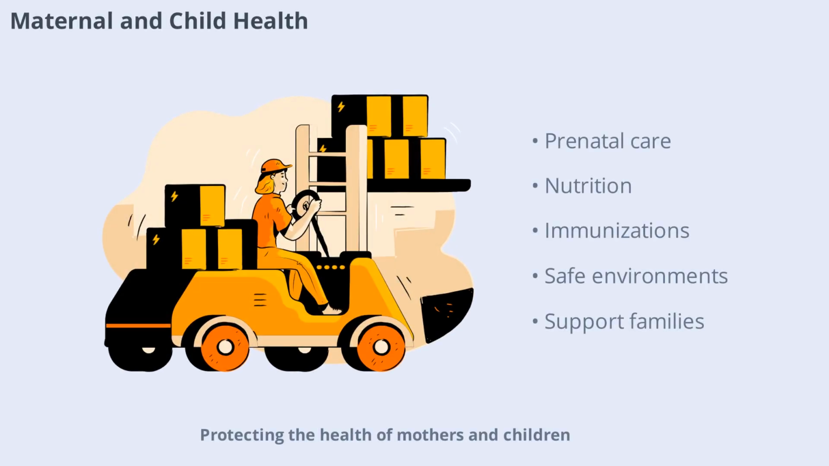Protecting the health of mothers and children is a top priority for public health. Programs focus on prenatal care, nutrition, immunizations, and safe environments. By supporting families and addressing risks early, public health helps ensure healthy pregnancies and childhoods. Maternal and child health initiatives have led to lower infant mortality rates and better long-term outcomes.